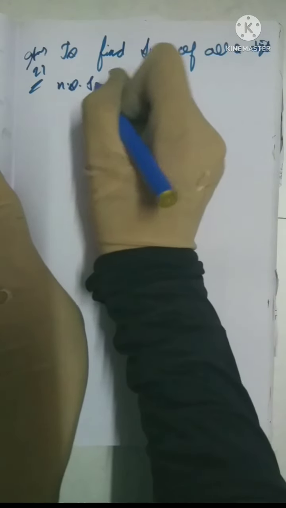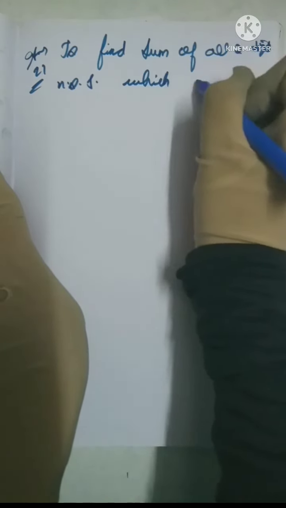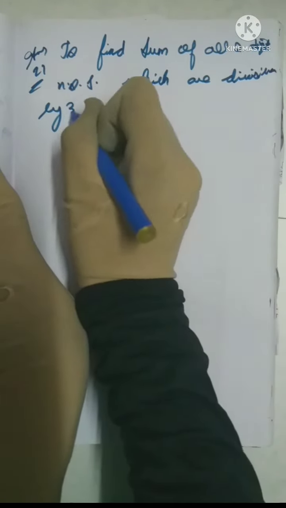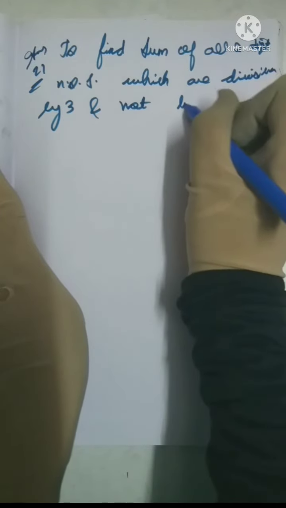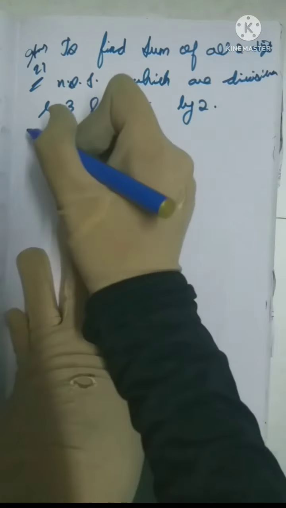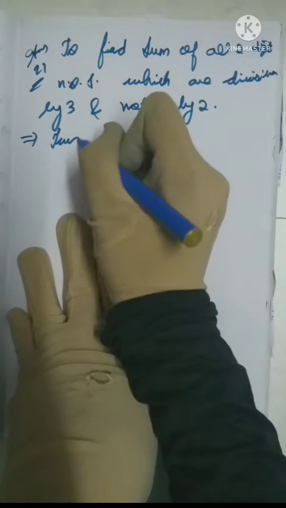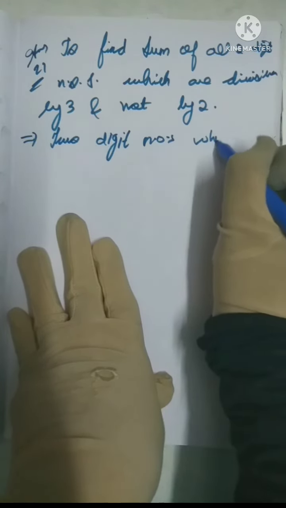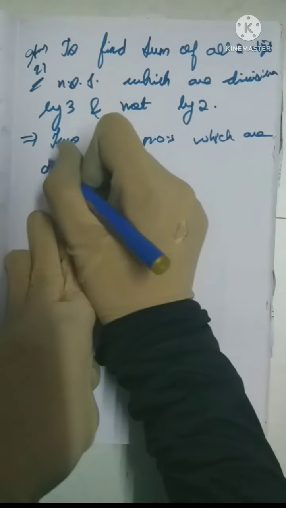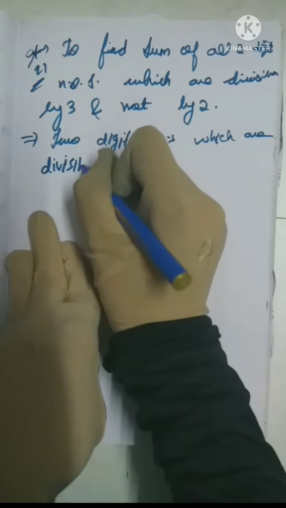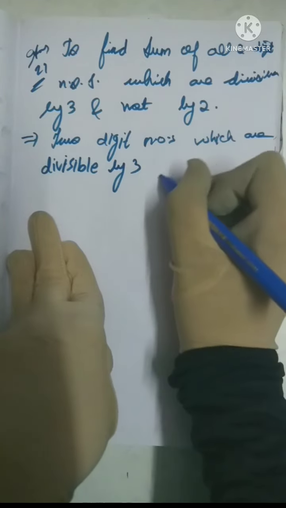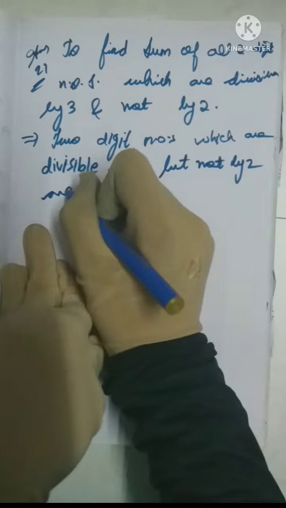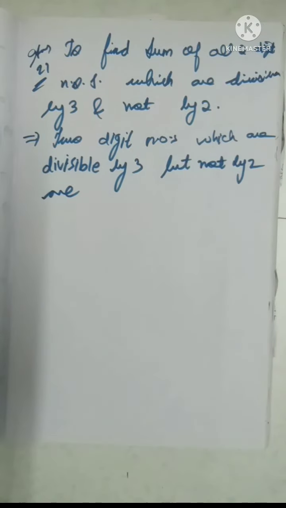We have to find the sum of all 2-digit numbers which are divisible by 3 and not by 2. Okay, so we will write the 2-digit numbers which are divisible by 3 but not by 2. First, I'll give you a hint.